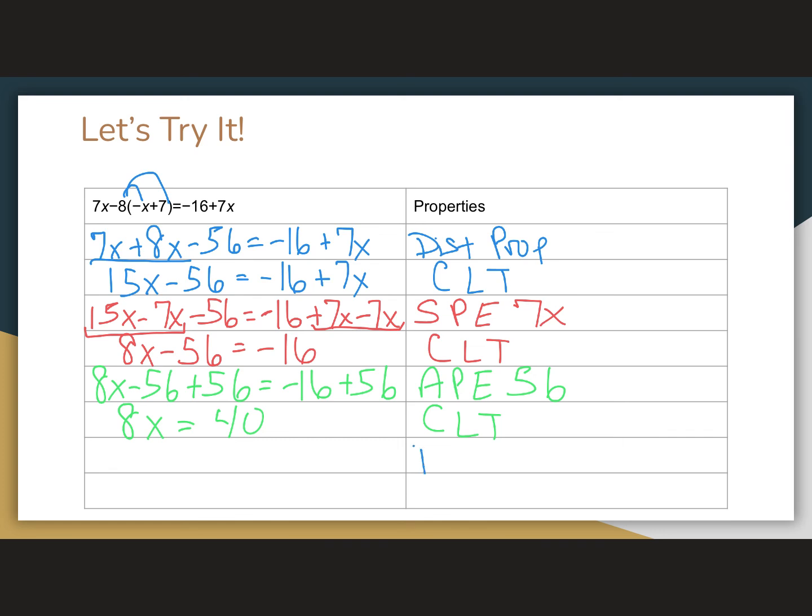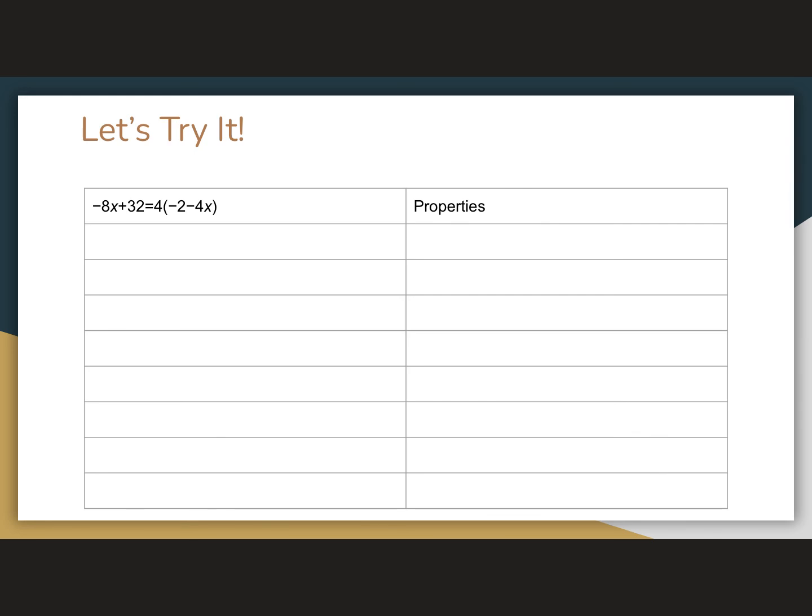Next, I'm going to use my division property of equality and divide both sides by 8. So I have 8x divided by 8 equals 40 divided by 8. So x equals 5 when I simplify. And last one. Pause the video now and see if you can get your correct answer.